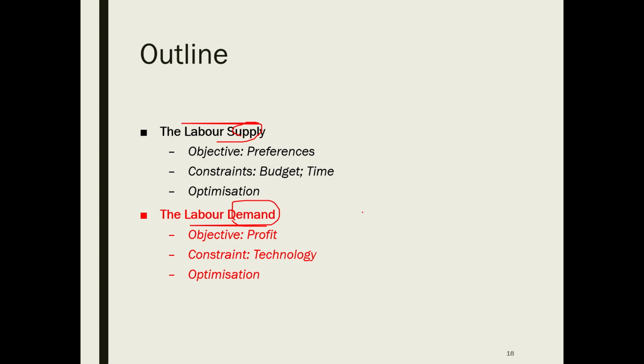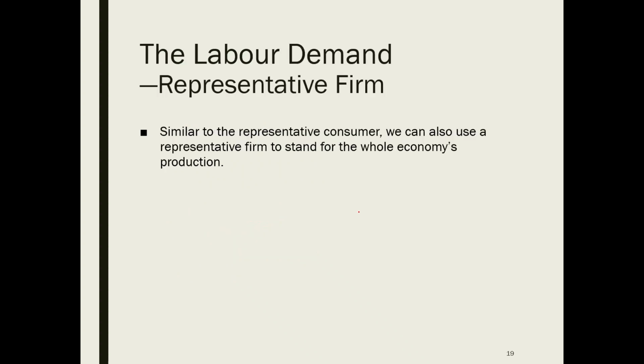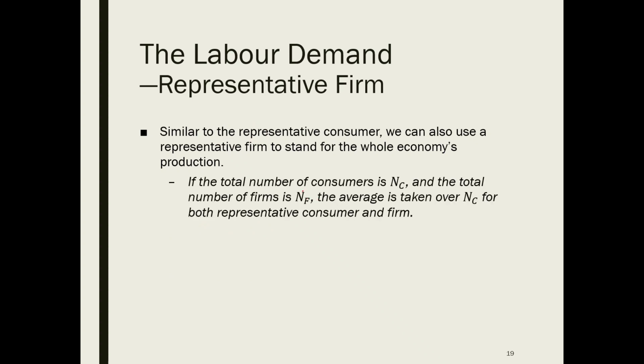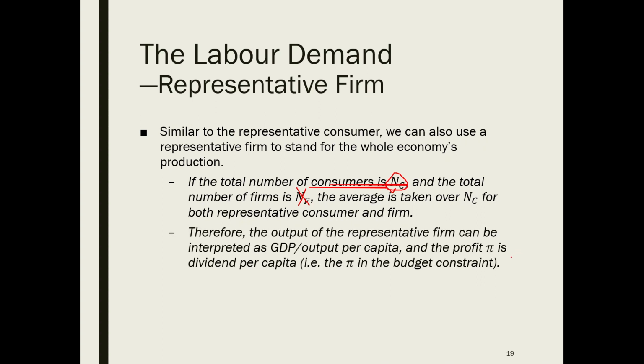Similarly, we will adopt the new classical micro foundation to assume a representative firm to describe the demand side of the labor market. To be consistent with the representative consumer, we are using the total number of consumers, NC, as the denominator to define the representative firm, not the total number of firms, NF. In this way, the output produced by the representative firm is the output per capita, not output per firm. And the profit is profit per capita, not per firm.